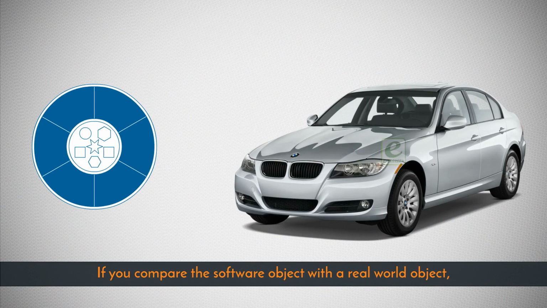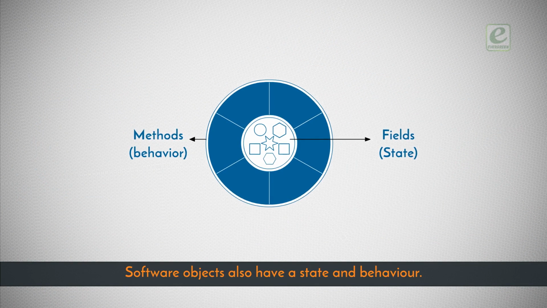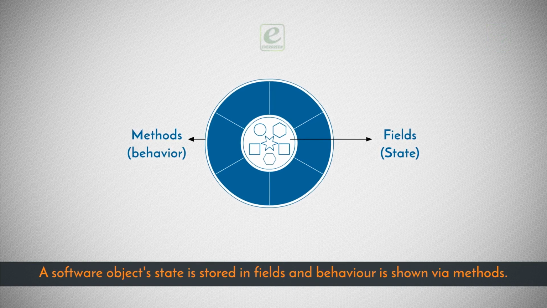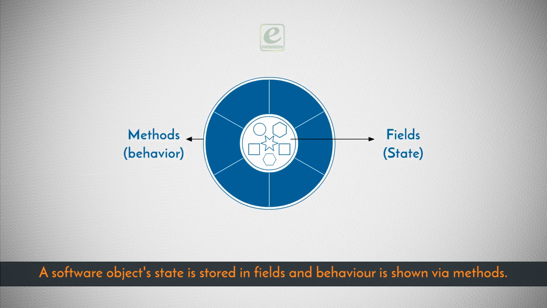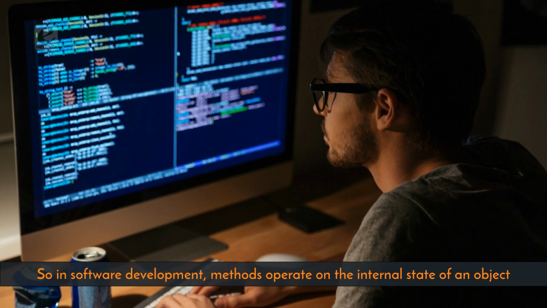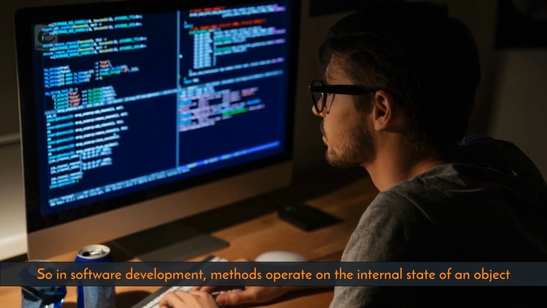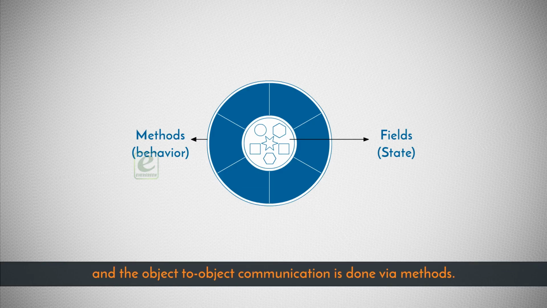If you compare the software object with a real-world object, they have very similar characteristics. Software objects also have a state and behavior. A software object's state is stored in fields and behavior is shown via methods. So in software development, methods operate on the internal state of an object, and the object-to-object communication is done via methods.